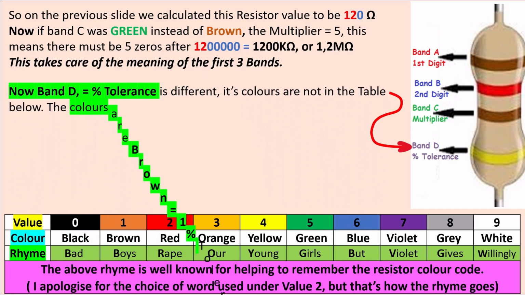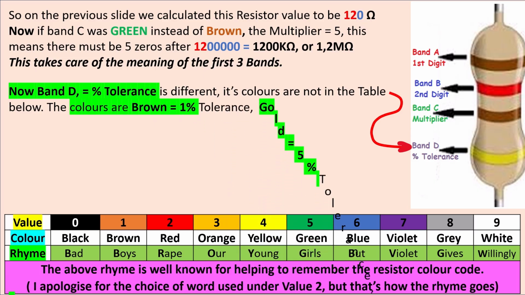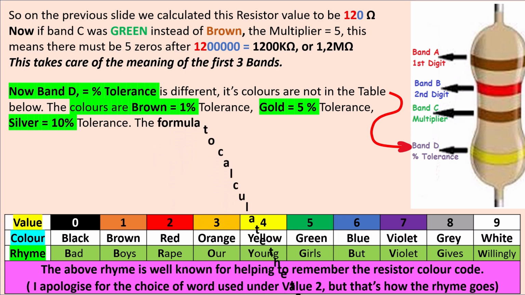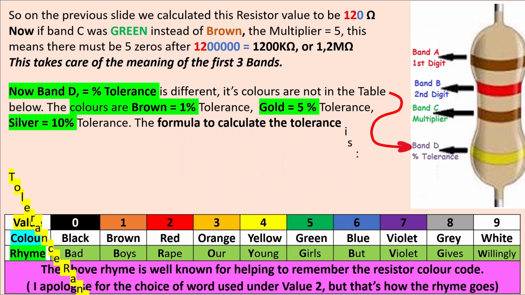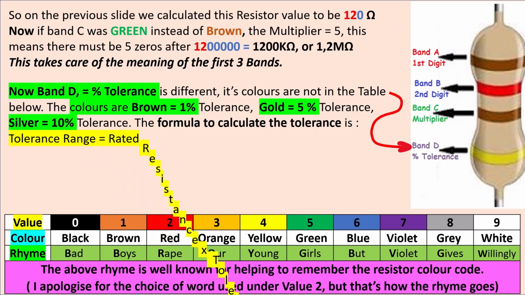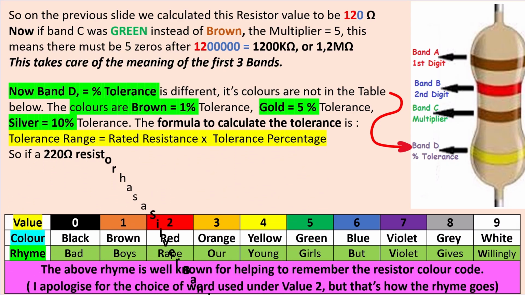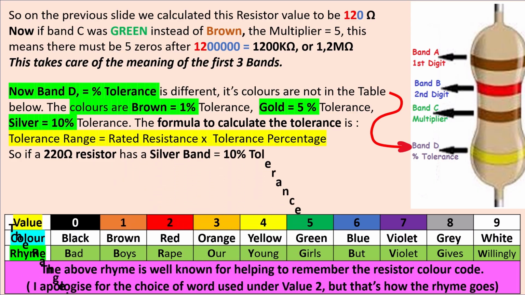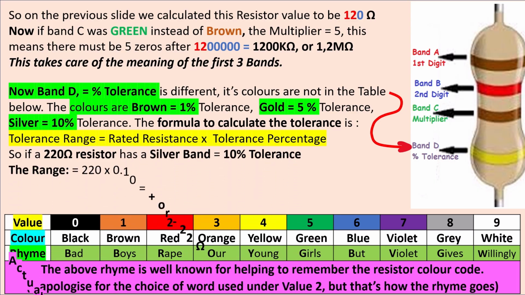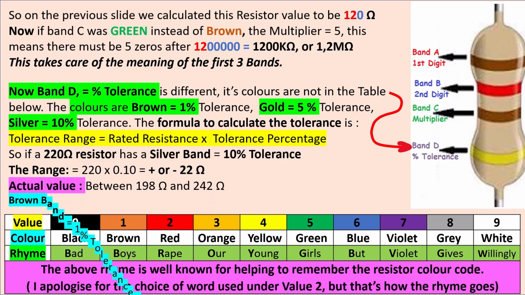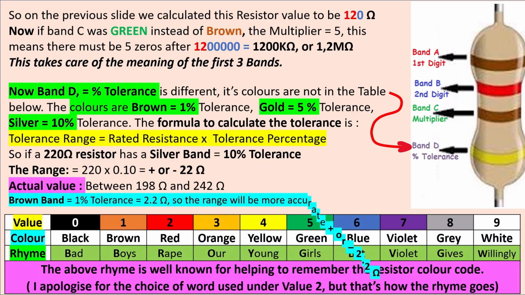Now, band D is equal to tolerance, which is different. Its colors are not in the table below. The colors for tolerance are brown, gold, and silver, with the tolerances of 1%, 5%, and 10%. The formula to calculate the tolerance is tolerance range equals rated resistance times tolerance percentage. So if a 220 ohm resistor has a silver band, 10%, the range is 220 times 0.10 or plus minus 22 ohms. The actual value would be between 198 and 242 ohms. If it was a brown band, the tolerance would be 1%, which would be 2.2 ohms.